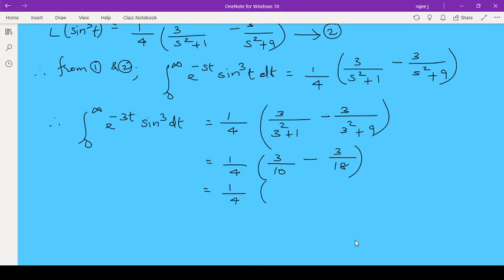So how much is it? 18 3s are 54 minus 30 divided by 10 into 18. So that is 24 by 4 into 10 into 18. You can simplify. That's equal to 6.